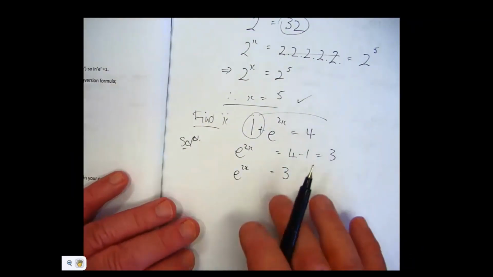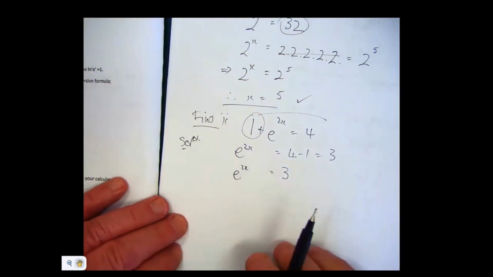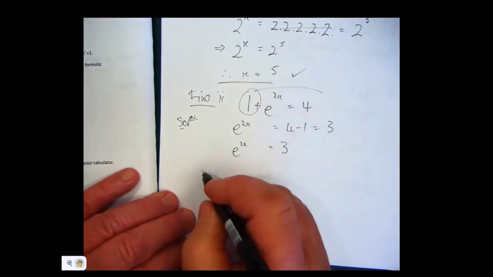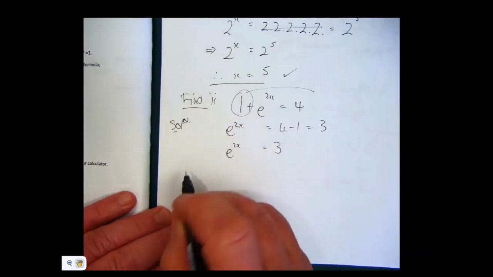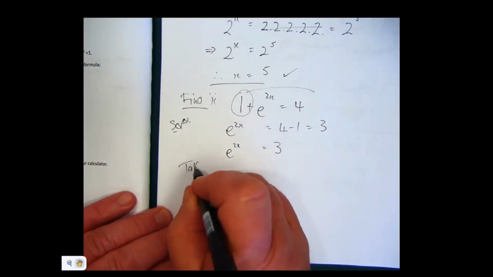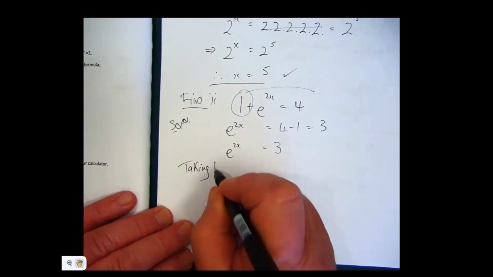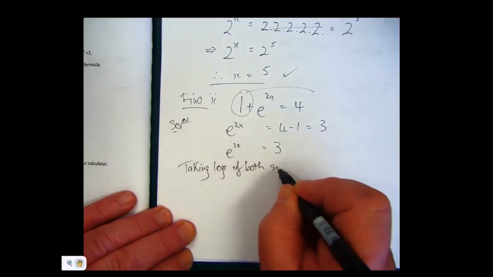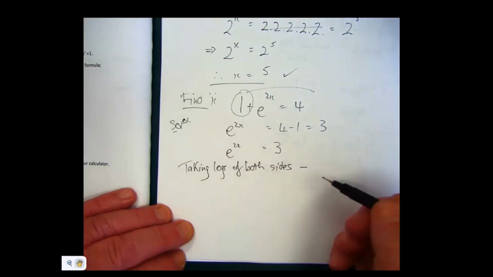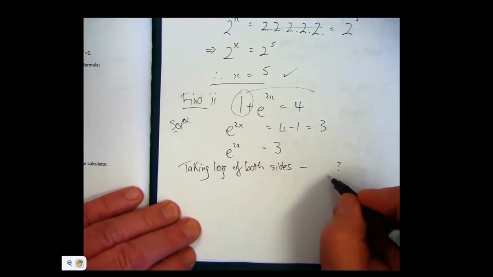Now we take logs. So I'll write this in, and when you come to revise this, this is what you think in your head. You don't necessarily have to write it in unless the examiner or the lecturer requires you to. Taking logs of both sides, it's at this point we do it. Now the question is, which log? Which type of log?